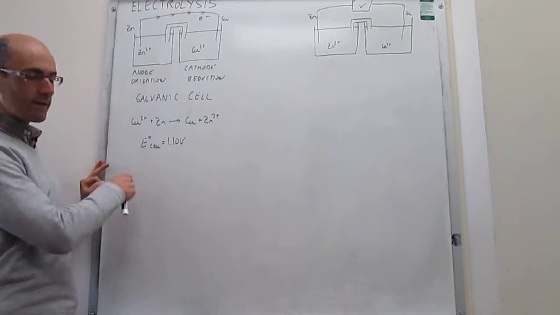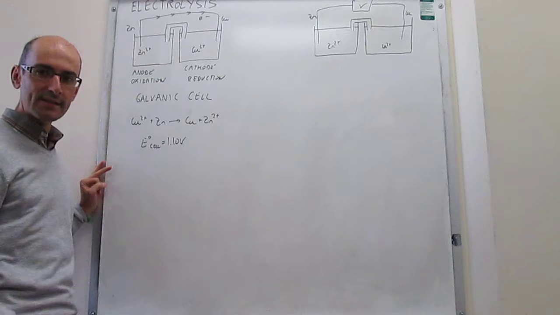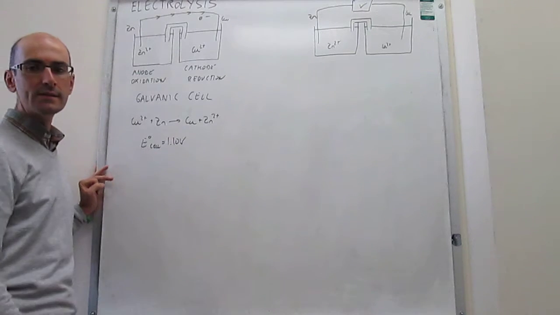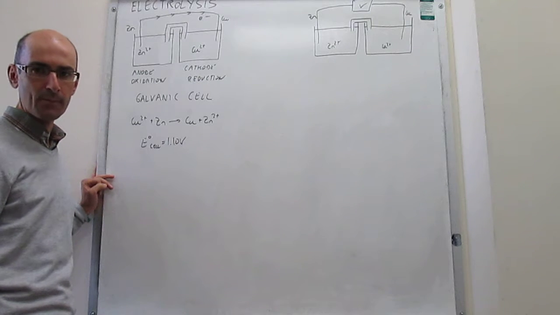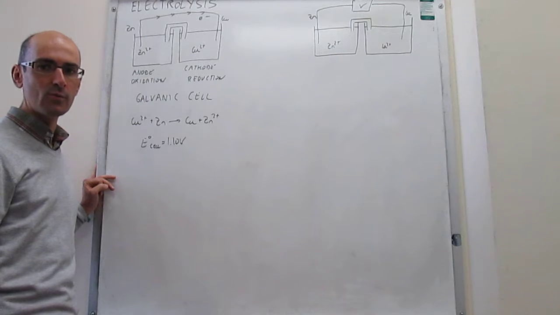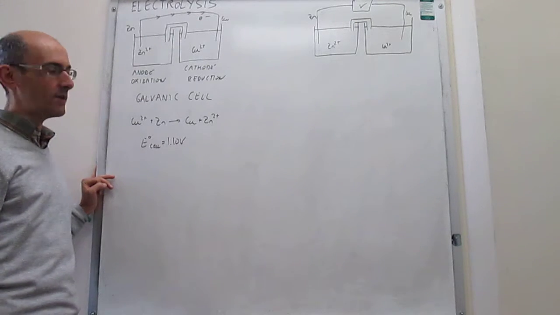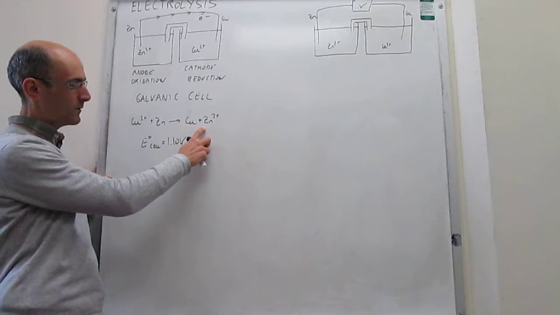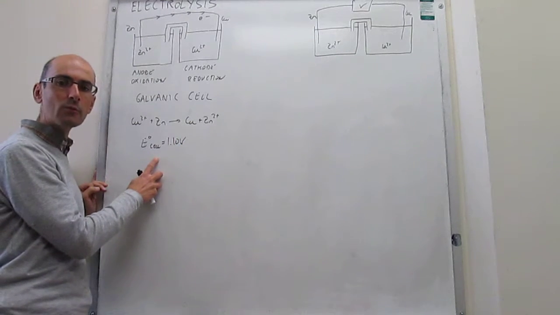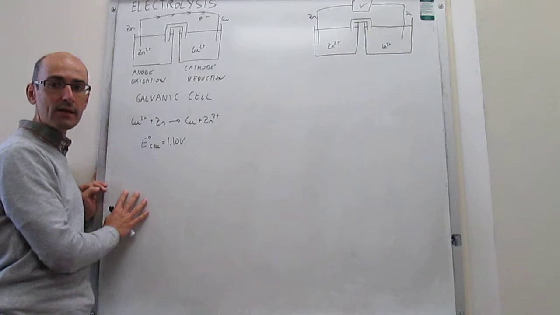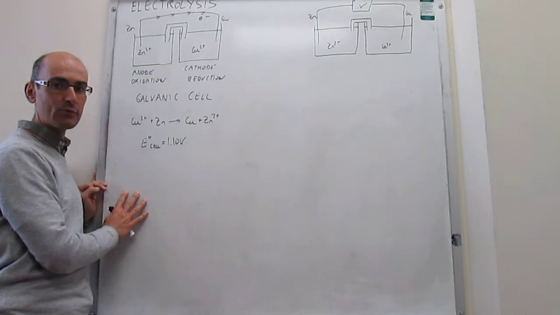So when you look at the standard cell potential of that Daniell cell, that's 1.10 volts. It's positive, which means that this process will happen naturally. Now, electrolysis is exactly the opposite process to a galvanic cell. The idea is that we're actually going to run this reaction backwards. But of course, if we do that, then the standard cell potential will be negative, the same magnitude but with a different sign. And what that means is that the reaction will not take place spontaneously.